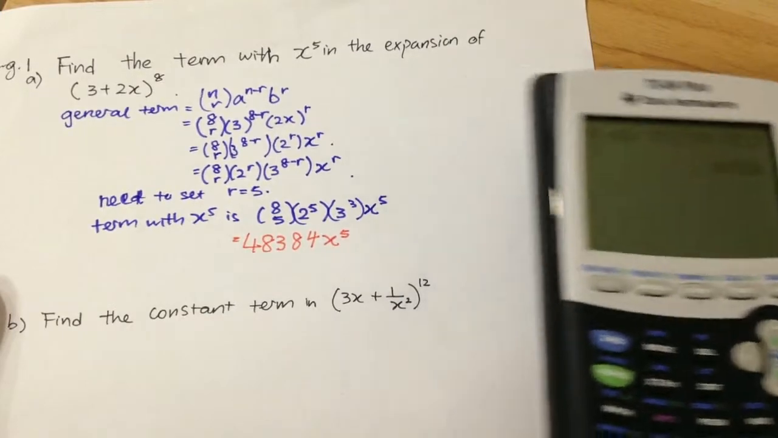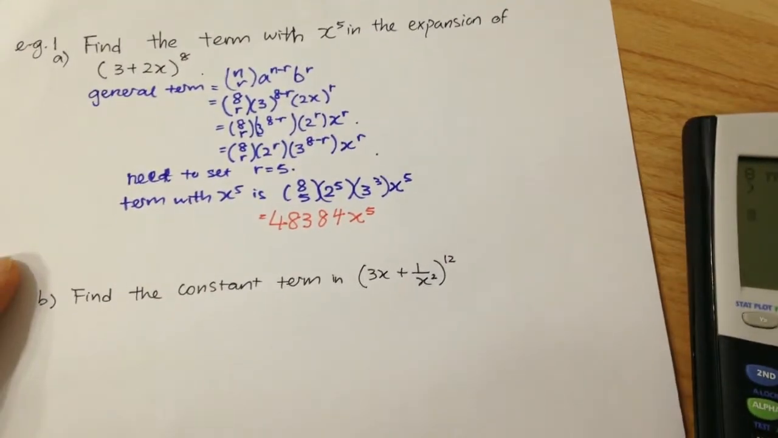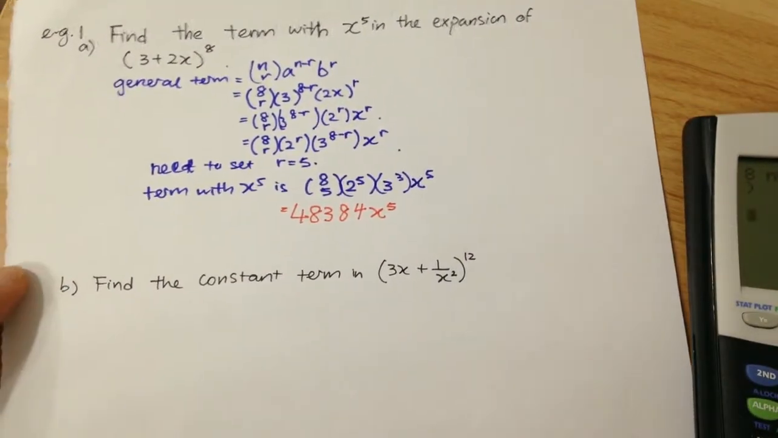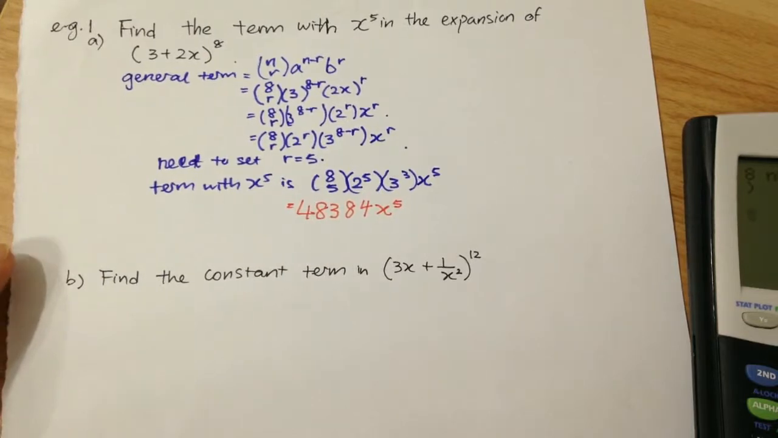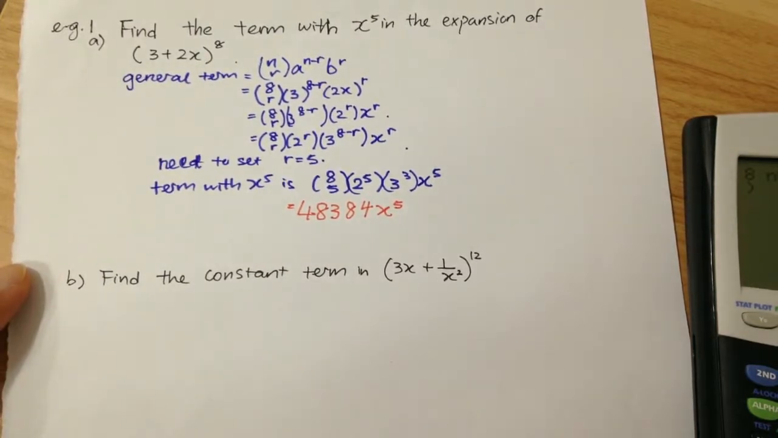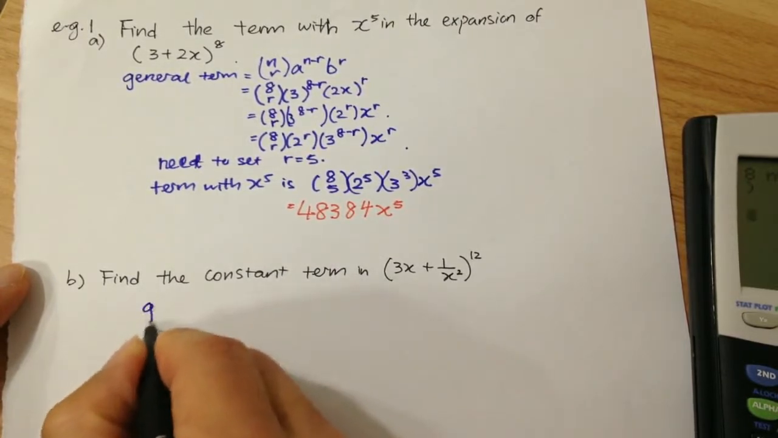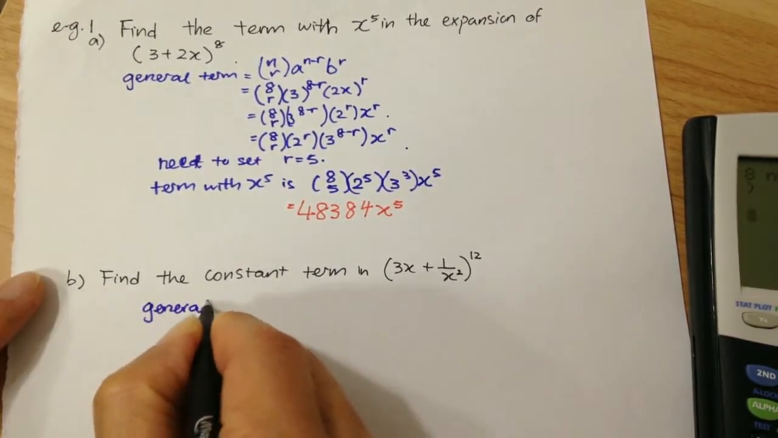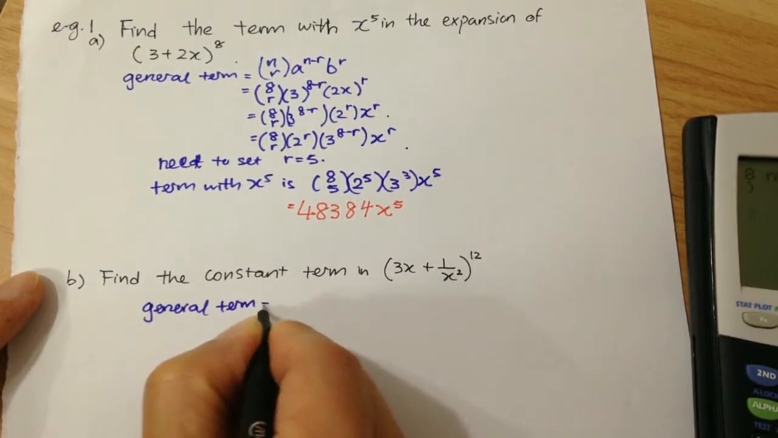Next, let us consider the next question. Find the constant term in (3x plus 1 over x squared) to the power of 12. A constant term is a term with no x in it. So again, I'm going to use the general term method. I'm going to practice this method.